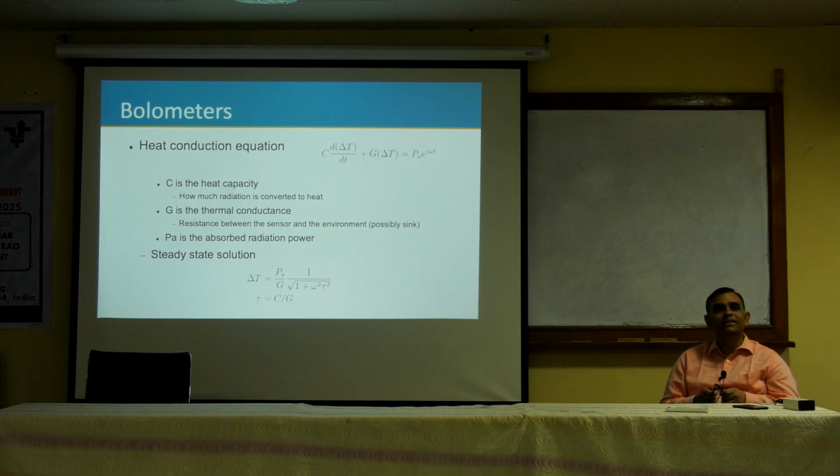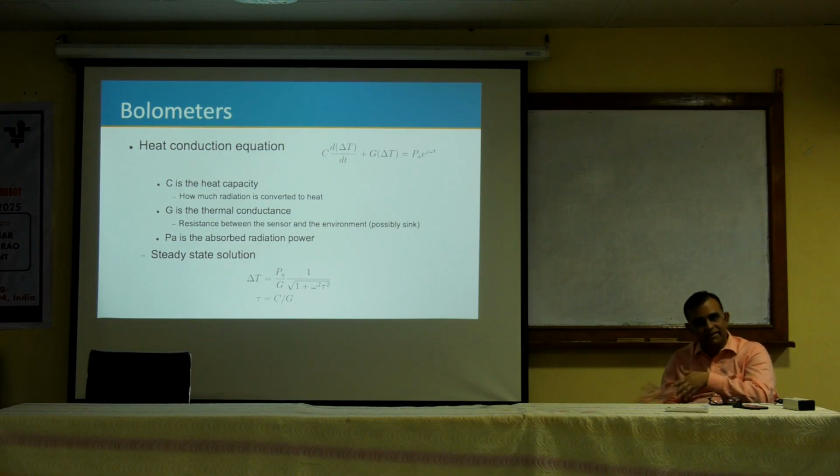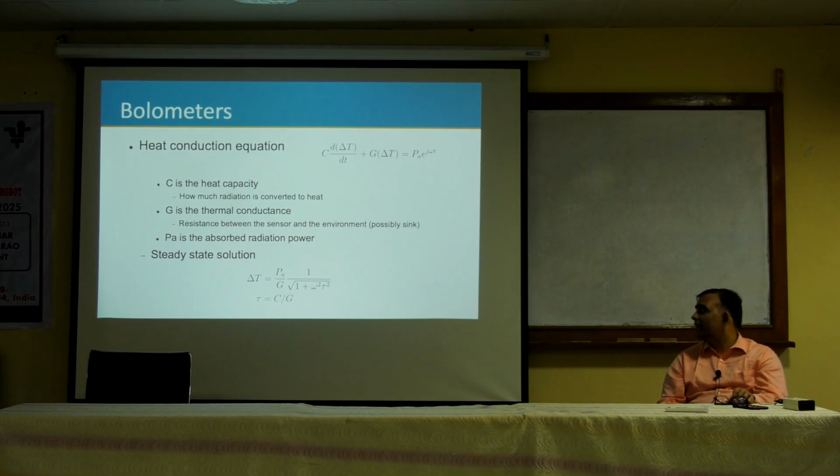Next is thermal conductance. That is basically saying, I have got a sensor and I have got my environment. What is the resistance between the environment and me? It could be the environment or it could be a heat sink, somewhere where heat is going. And last is, of course, the absorbed radiation power, and that is with an exponential attached to it.